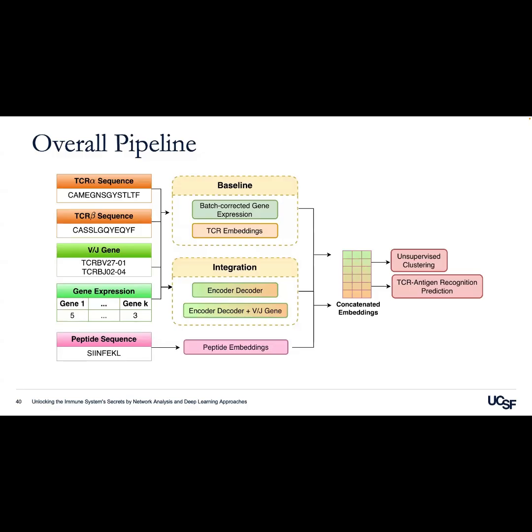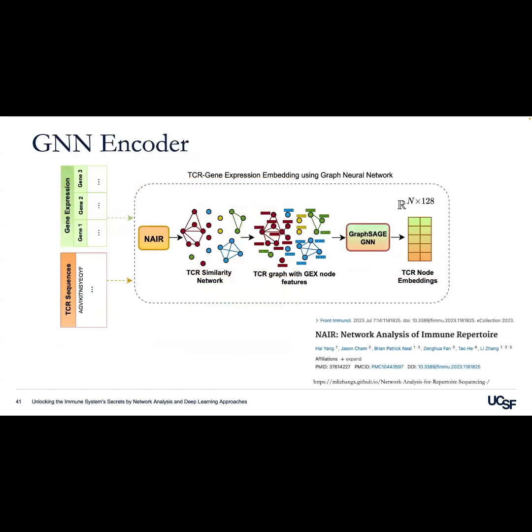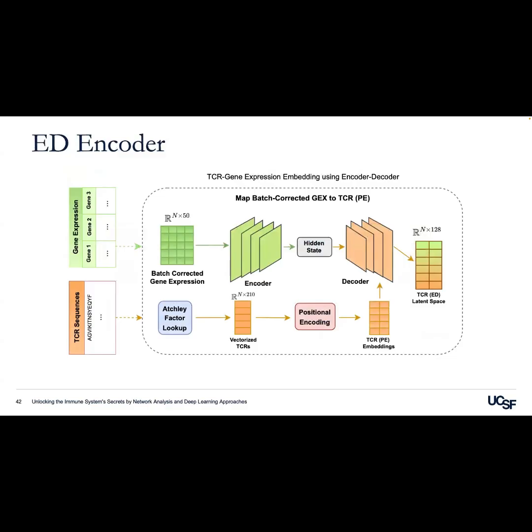The major part here is that we want to integrate the gene expression and the TCR sequence, for which we propose two different ideas. One is using a GNN, a graph neural network, where we build the network based on TCR sequence, then on the nodes we incorporate the gene expression data, and then we can generate the embedding information. The other is using an encoder-decoder model, where we have two inputs: one is the gene expression data, the other is the TCR sequence data.